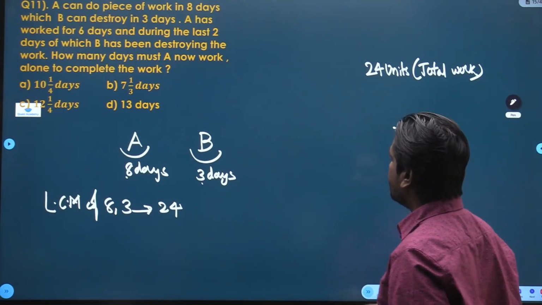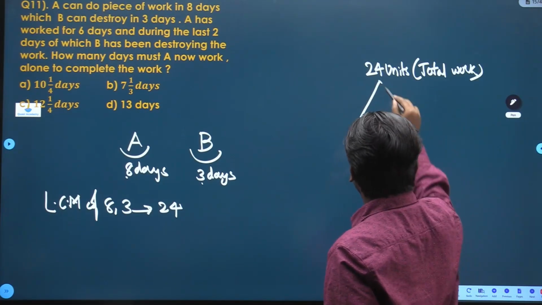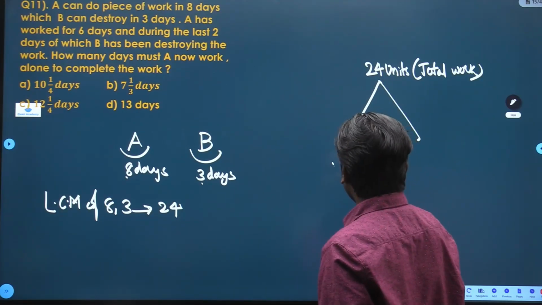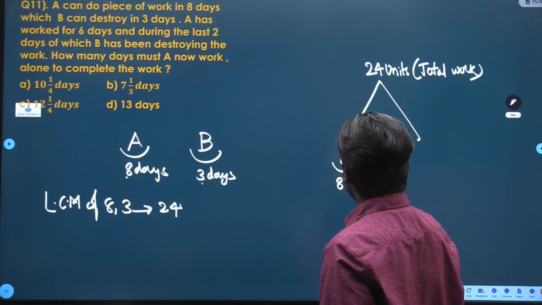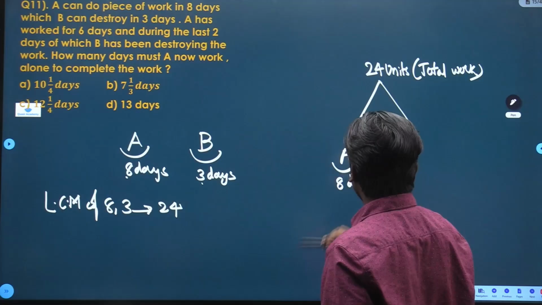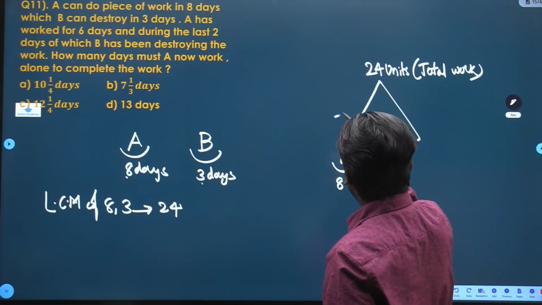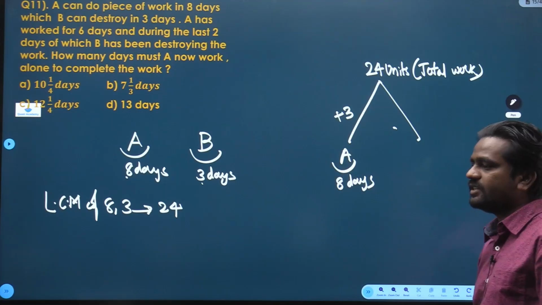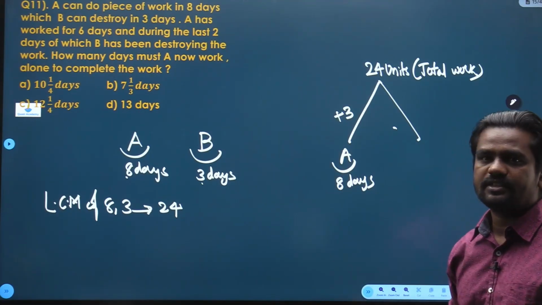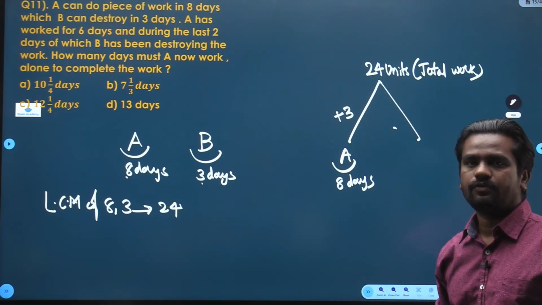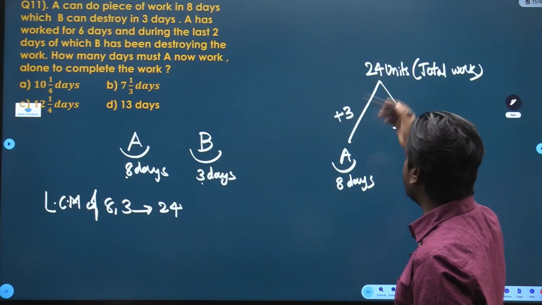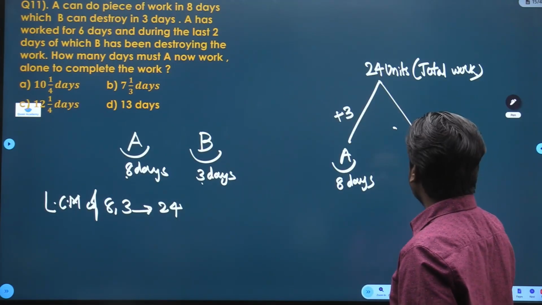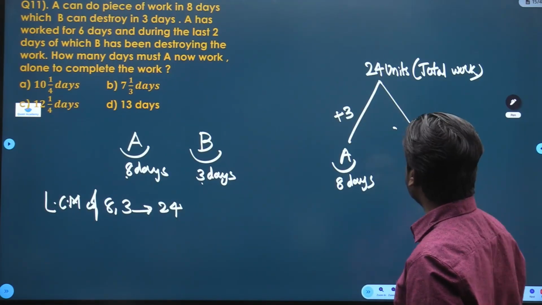Then A can complete the work in how many days? 8 days. So A can do 3 units of work per day. That is his efficiency. His efficiency is 3 units of work per day. How do you find it? 24 by 8.